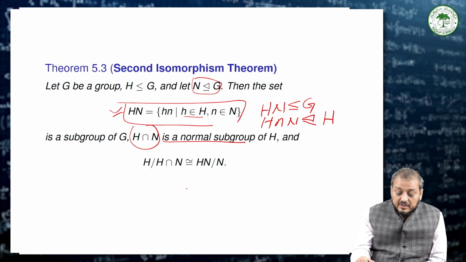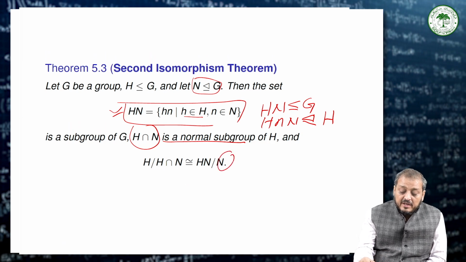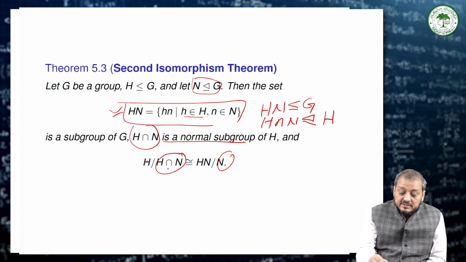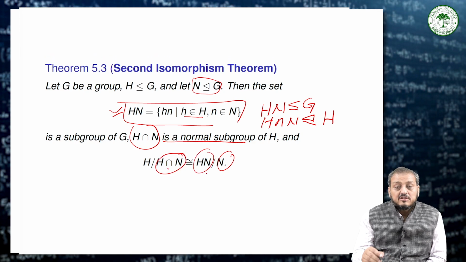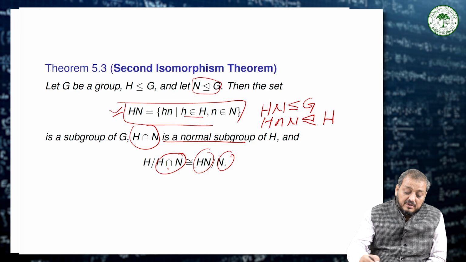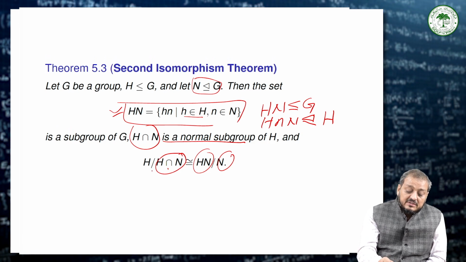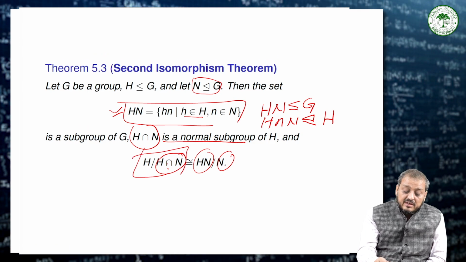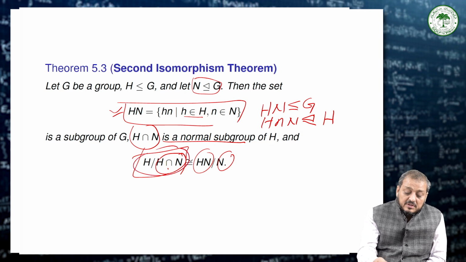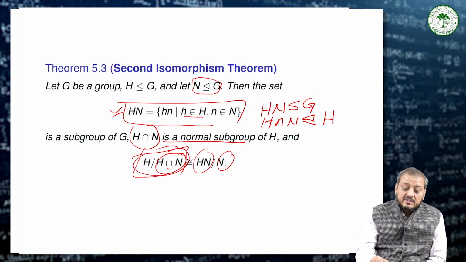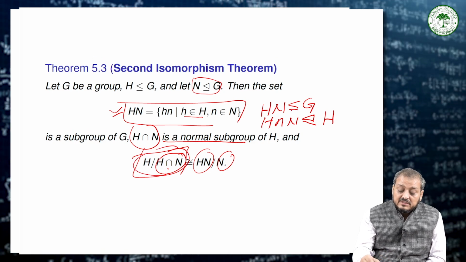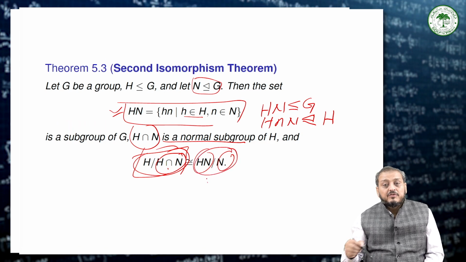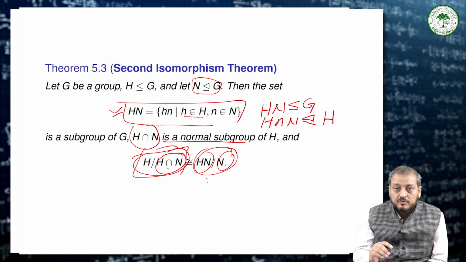Now clearly, we have to show that N is a normal subgroup of G, that N is a normal subgroup of HN, and that HN is a subgroup of G. There are different things we have to show. Then H over H intersection N is meaningful, since H is a subgroup and H intersection N is a normal subgroup. Similarly, HN over N is meaningful as a quotient group, since HN is a subgroup and N is a normal subgroup.